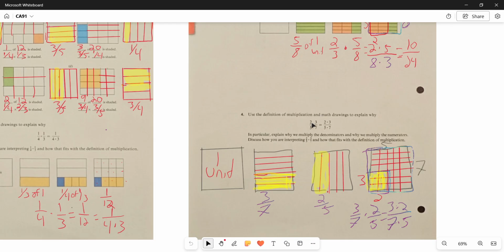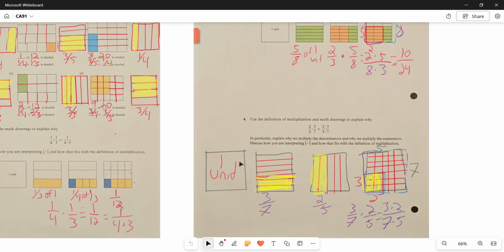Okay, and then this says use the definition of multiplication and use math drawings to explain why 2/5 times 3/7 equals 2 times 3 over 5 times 7. This is very similar to one we just did. And I interpret 2/5 times 3/7 to be 2/5 units of units containing 3/7. So 2/5 of 3/7.